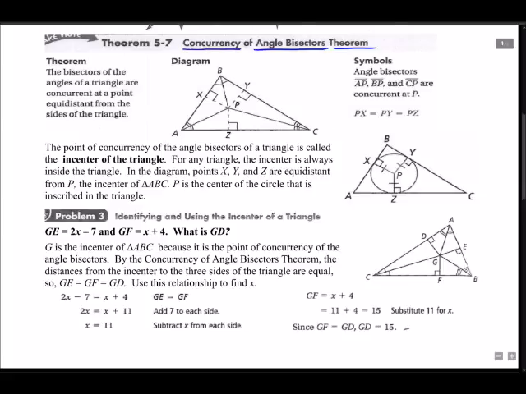It says the angle bisectors of a triangle are concurrent at a point that is equidistant from the sides of the triangle. Think what the last one said. It said the perpendicular bisector of the sides was equidistant from the angles. So this one's going the other direction. So once again, let's look at our diagram.